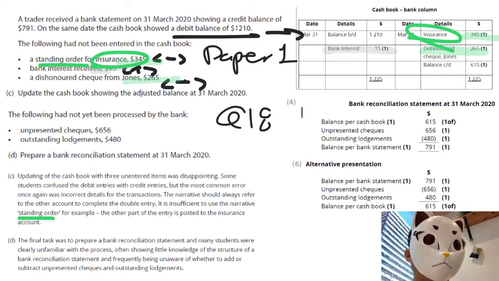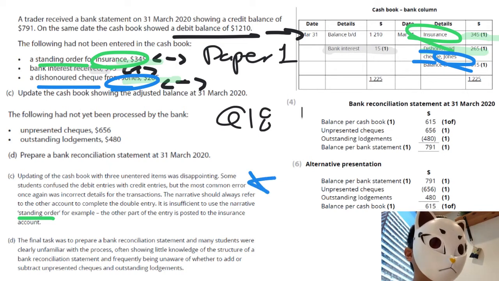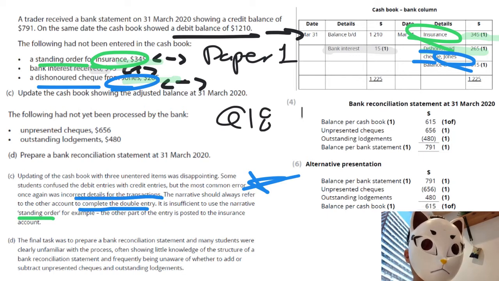Let me give you one more example. You do not put down this on a cheque like this. You put down the name Jones, as on the cheque. It's very important to put down the correct details for transactions. Let's take a look at part D. For part D, you have to start with the balance.